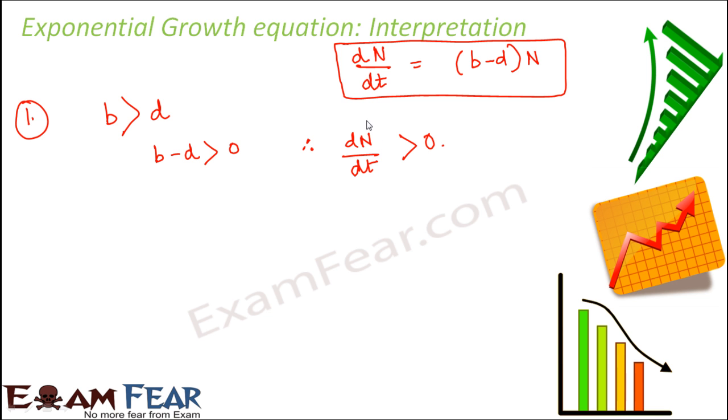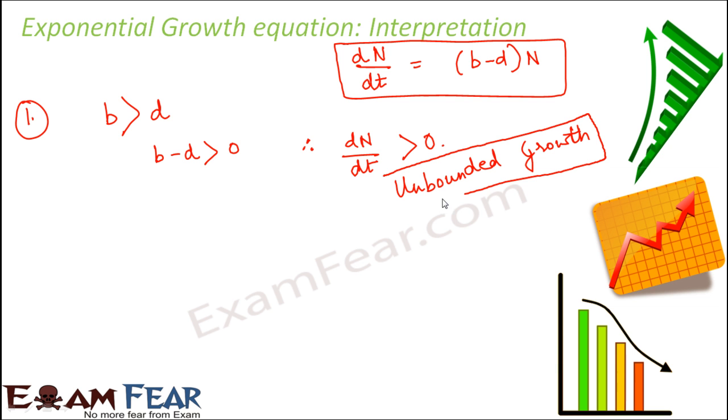And what does that mean? dN/dt is nothing but the increase or decrease in population. It tells the change in population with time. Now, if the change in population with time is positive, that means the growth is happening unboundedly. So this type of growth would be termed as unbounded growth. So whenever the number of births is more than the number of deaths, it results in unbounded growth.